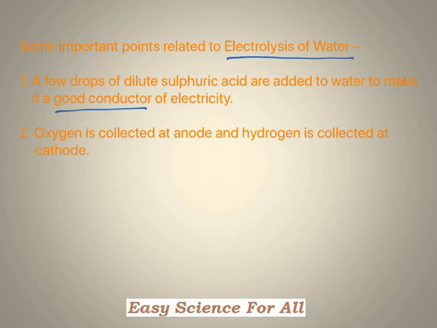Oxygen is collected at anode and hydrogen is collected at cathode. Anode is positively charged electrode, whereas cathode is negatively charged electrode. The volume of hydrogen produced at cathode is double the volume of oxygen collected at anode, and there are obvious reasons behind it.